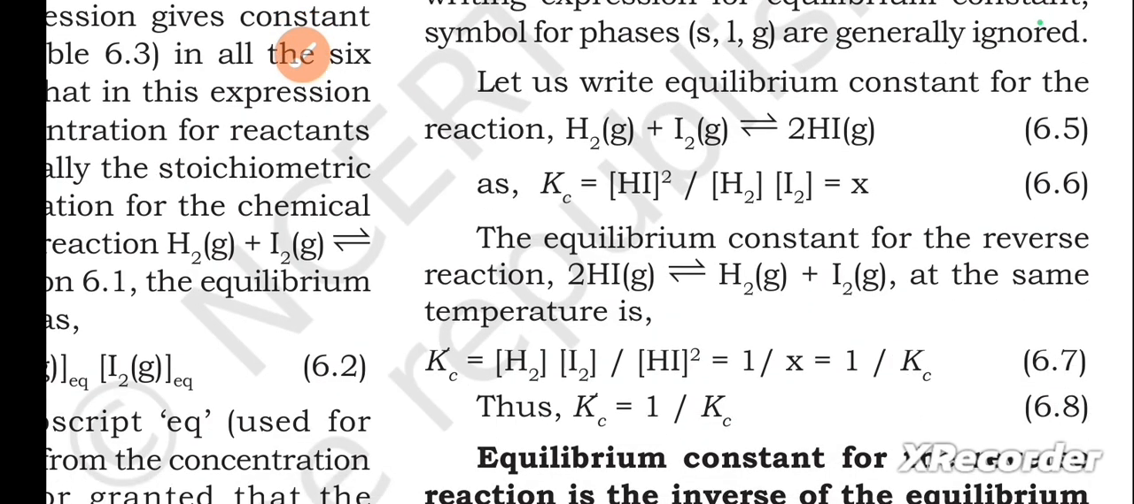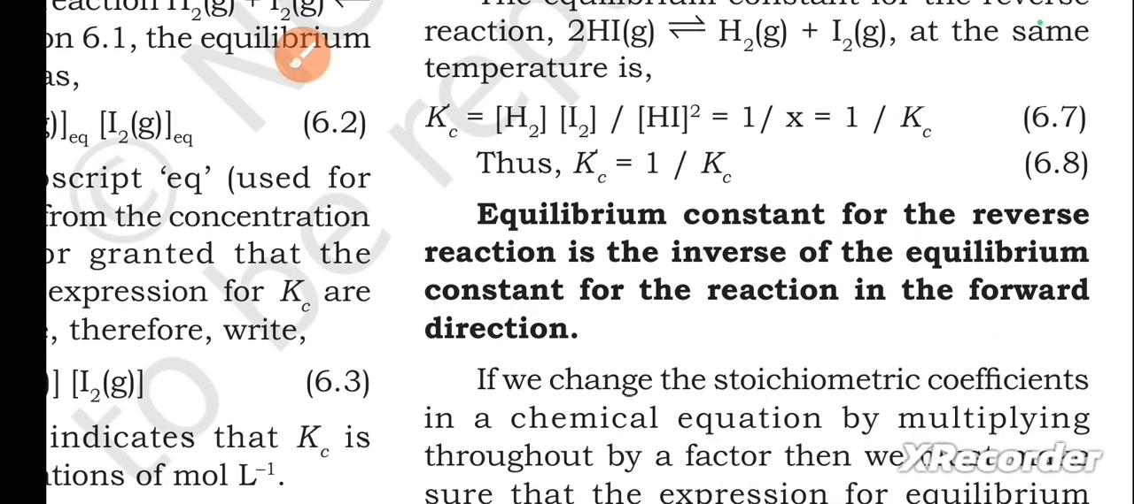The equilibrium constant for the reverse reaction at the same temperature is given below. Thus Kc' equals 1 by Kc. The equilibrium constant for the reverse reaction is the inverse of the equilibrium constant for the reaction in the forward direction.